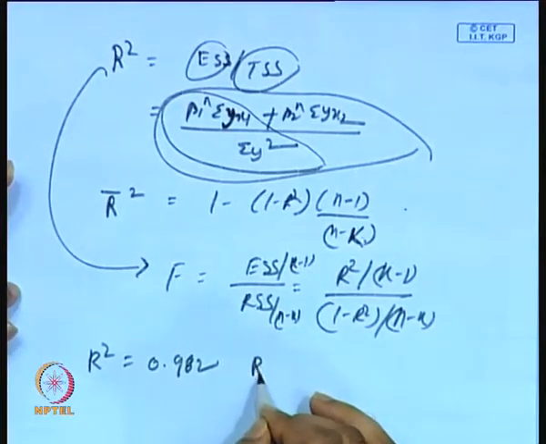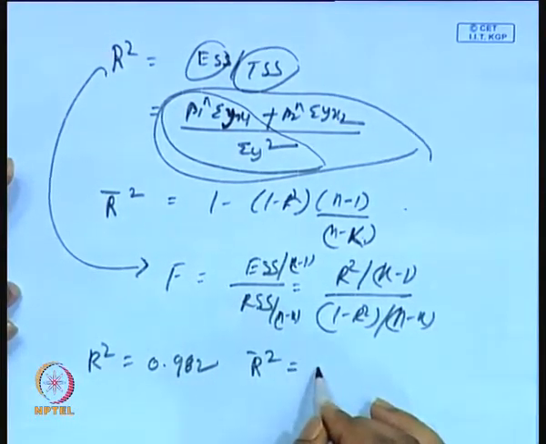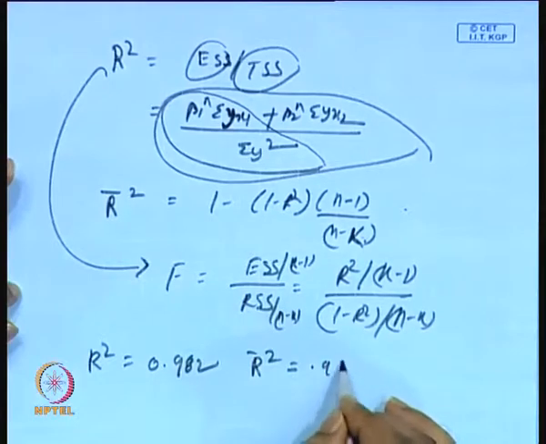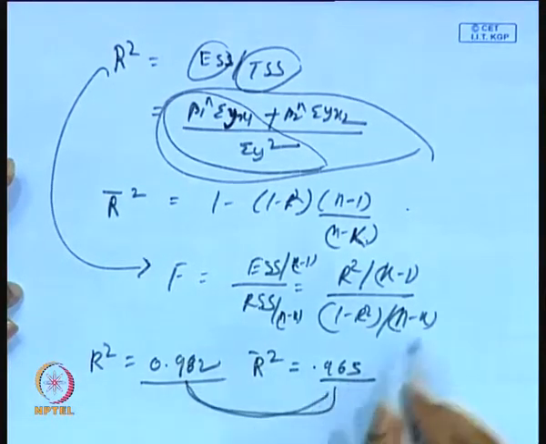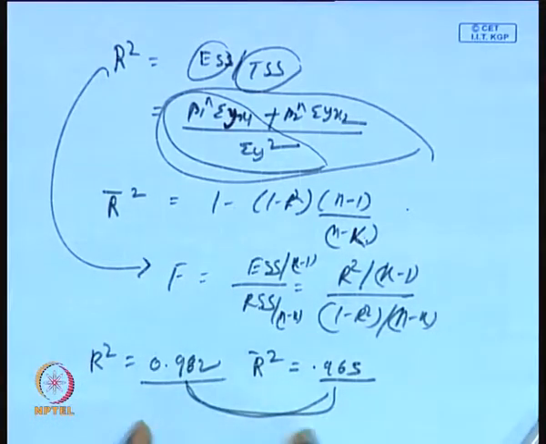Similarly, adjusted R square we will receive here as 0.965. So, there is a drastic difference between R square and adjusted R square. In fact, between the two, adjusted R square is more reliable than R square, because R square is not adjusted with degrees of freedom, rather adjusted R square is adjusted with degrees of freedom. That is why adjusted R square is 0.965.